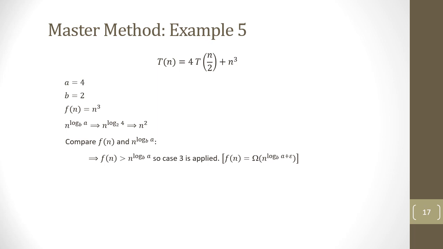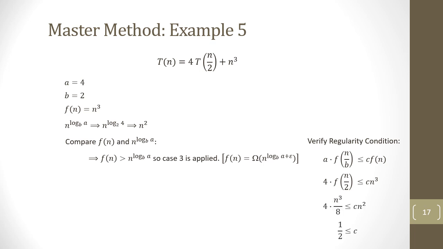So we will verify the regularity condition. We plug in the value of A and B and we plug in n by 2 in f of n and we get the following, and we solve for C. So our C in this case is less than or equal to half, which is less than 1. So case 3 is applied. So our T of n will be theta of f of n, which in this case will be n cube. So for this recurrence equation, our solution is T of n is equal to theta of n cube.